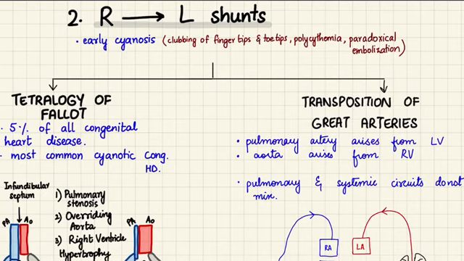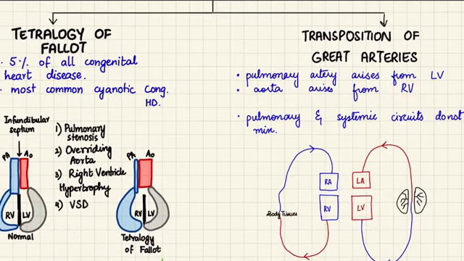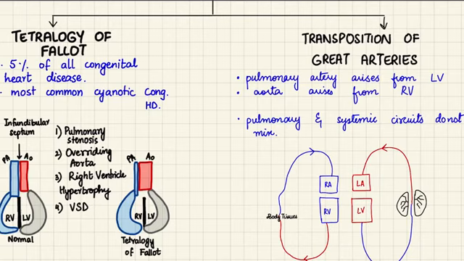The second right to left shunt is transposition of great arteries. That means both the great arteries, the aorta and the pulmonary artery, have changed their positions. That is, the pulmonary artery arises from the left ventricle and the aorta arises from the right ventricle. So if that happens, you can see the aorta is arising from the right ventricle, right?